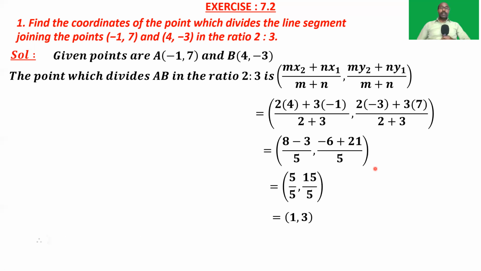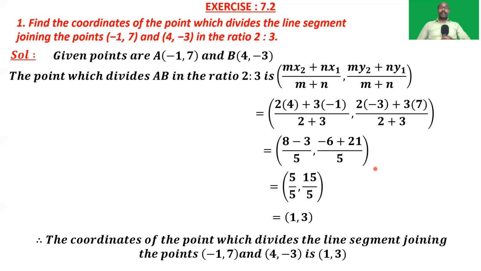So the coordinates of the point which divides the line segment joining -1, 7 and 4, -3 is 1, 3.